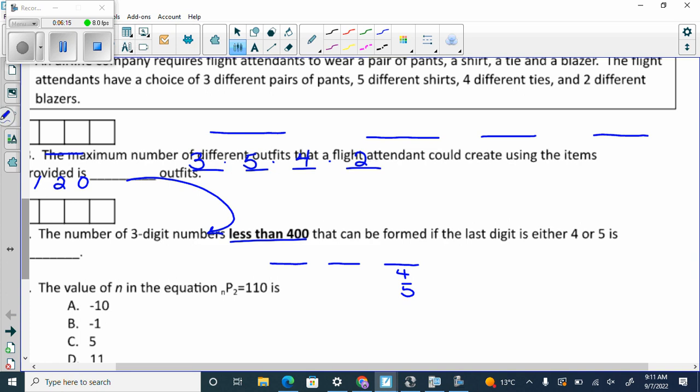Yes. So my first digit could be a 1, 2, or 3. Why can't it be a 0?